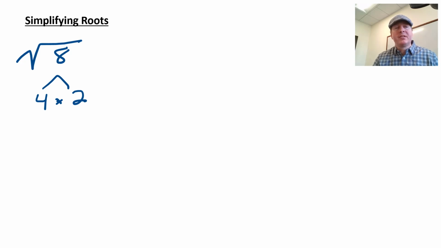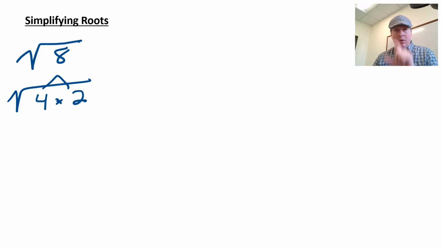Let's talk a little bit about simplifying roots. What does that mean? Suppose I wrote the square root of 8. Well, there's a different way I could write that. I could ask myself, does 8 have any factors, any divisors? Is it divisible by anything that is itself a perfect square? Yes, 8 is 4 times 2. 4 is a perfect square. So the square root of 8 is the same thing as the square root of 4 times 2.